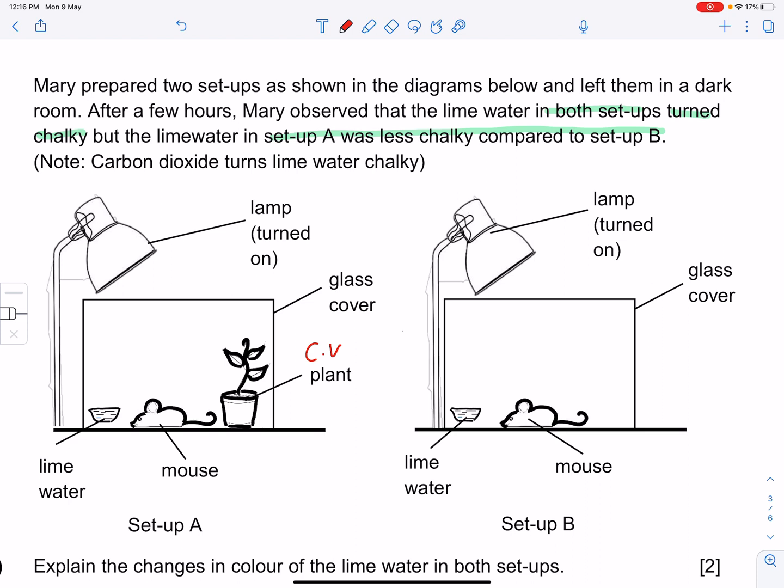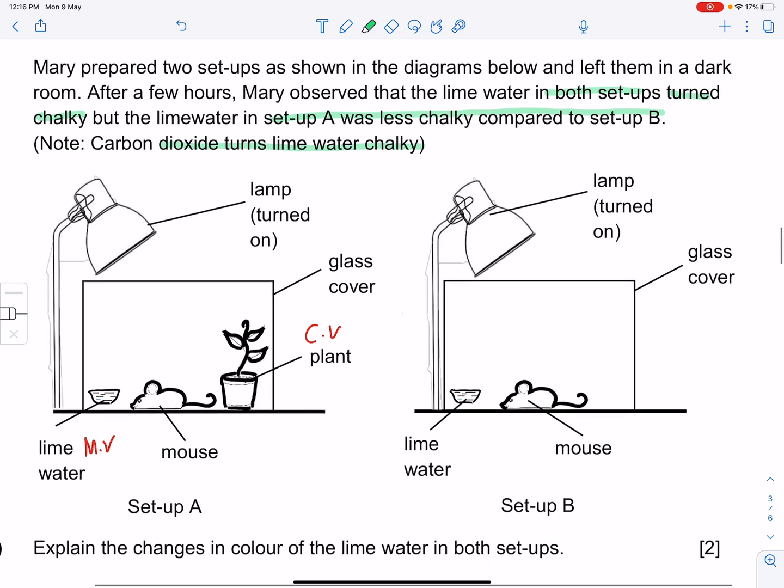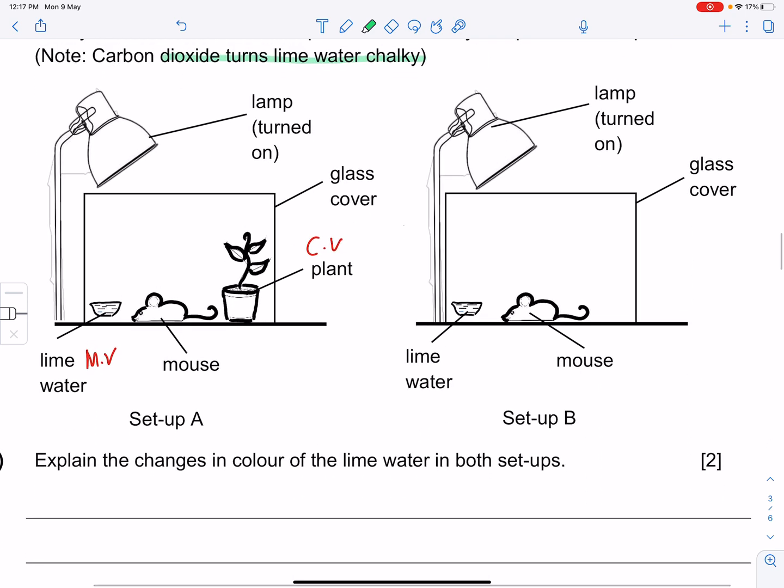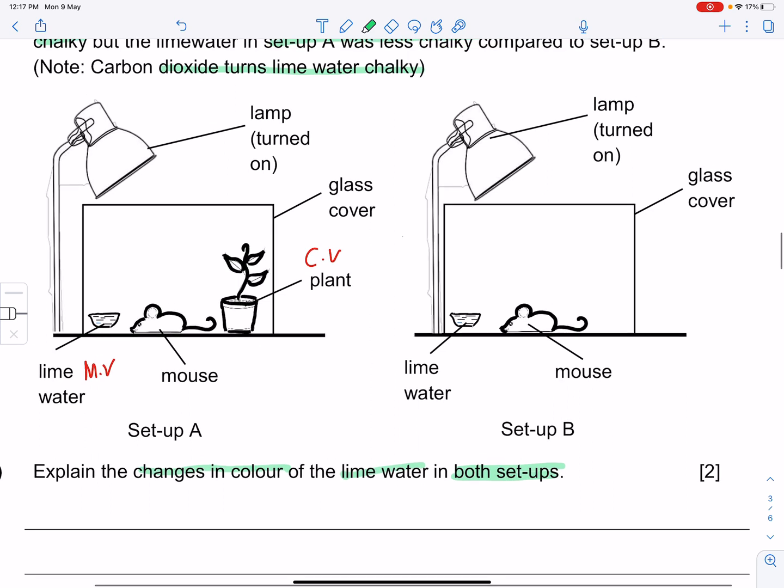Now, after that, what is your measured variable? Your measured variable will be your lime water, how chalky it is. Now, they told you that carbon dioxide turns lime water chalky. And here's the key thing. They didn't say one turned chalky, the other didn't turn chalky. They said both turned chalky. So they said, explain the changes in color of lime water in both setups. So you have to account for both. So did both setups actually change color? The answer is yes. They both turned chalky.